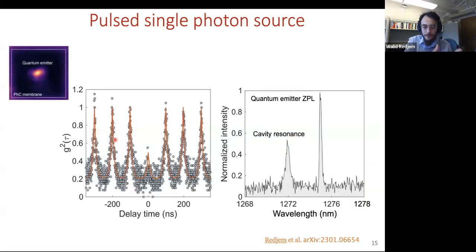So to confirm that it's a single center, we measure the autocorrelation function. But in that case, we measured it in pulse regime. So you can see a strong suppression of the zero delay pulse. And when we look at the spectrum, actually what we see is 2 peaks. The first one is the cavity resonance, and the second one is the zero phonon line of the quantum emitter.